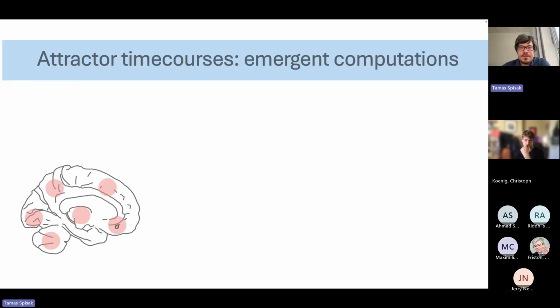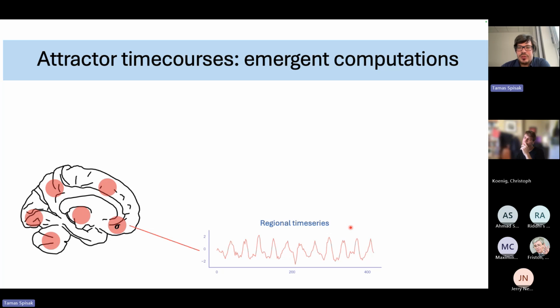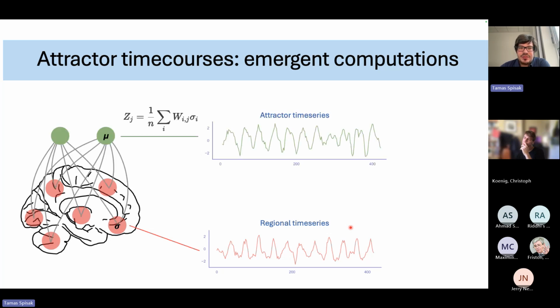Let's skip this. And finally, within the proposed framework, next to the time series of the lower level regions, which we measure with fMRI, because of the duality, we can also reconstruct and calculate the time series of the attractor states of the system.